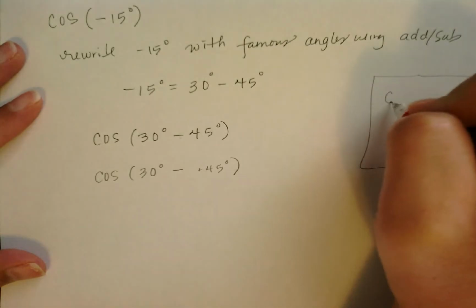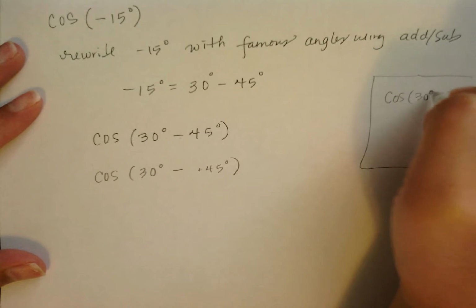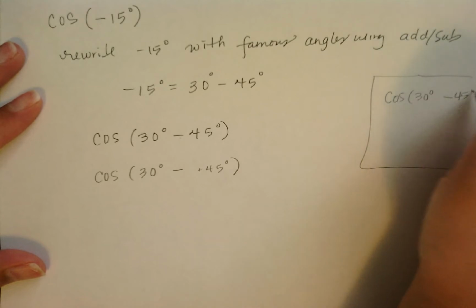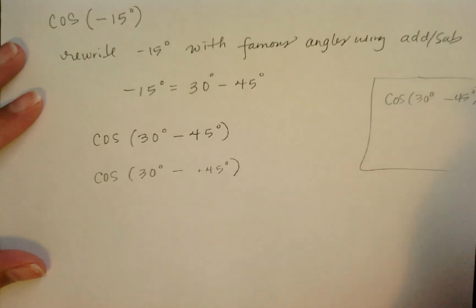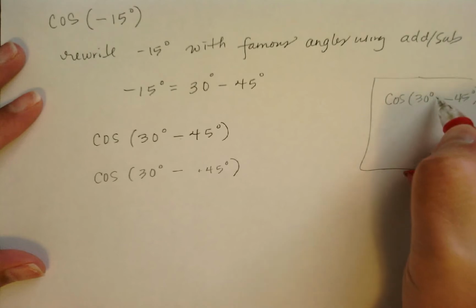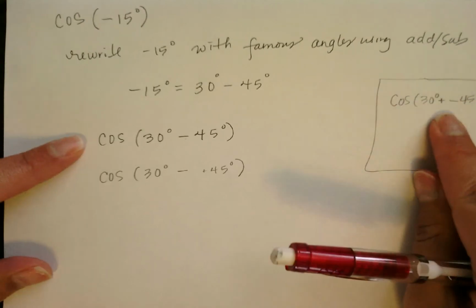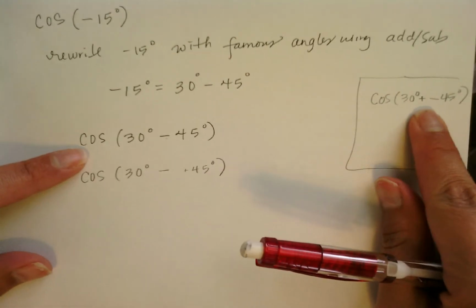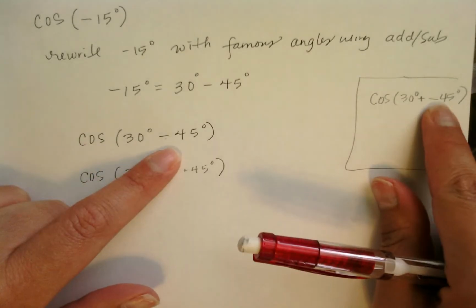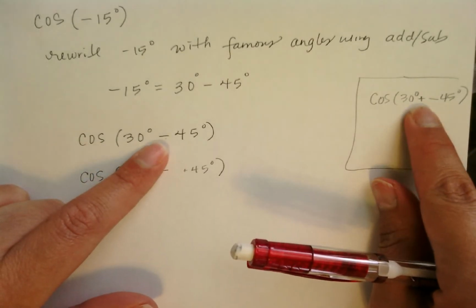If you saw this as cosine of 30 degrees and negative 45 degrees, if that's what you were going to walk, there should be a plus sign here. And what's the difference between these two problems? Mathematically, a minus is a plus minus. They still equal negative 15.